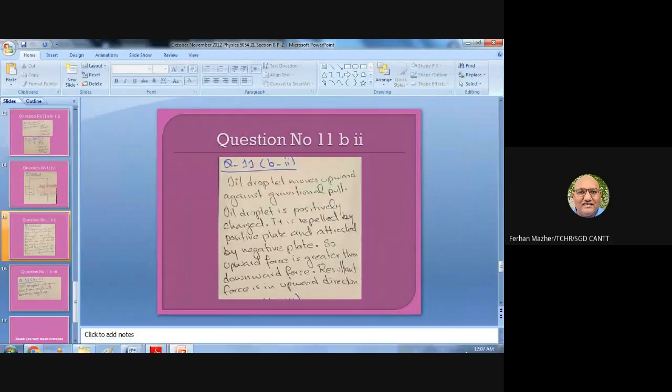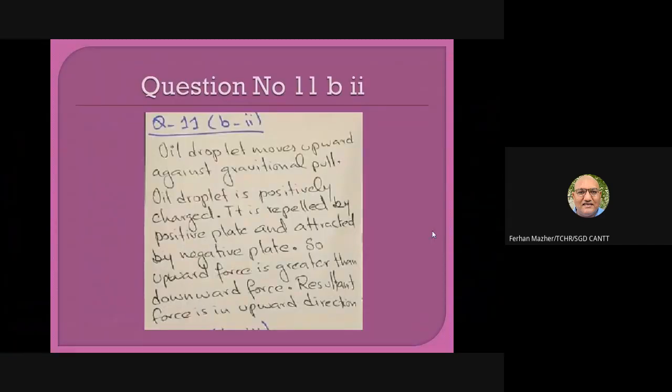Oil droplet moves upward against gravitational pull. Oil droplet is positively charged, it is repelled by the positive plate and attracted by the negative plate. So upward force is greater than the downward force. Resultant force is in the upward direction. You see the upward force, which is the electrostatic force of attraction, is greater than the weight of the droplet, which is acting downward. So the upward force is greater in magnitude as compared to the downward weight. So the resultant force will be in the upward direction, and that's why the oil droplet will move upward.